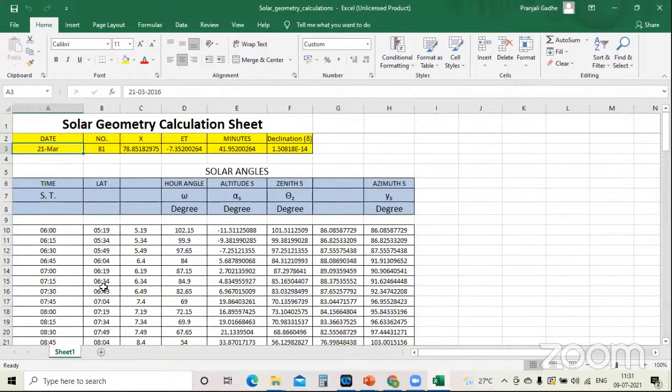Can you see the Excel sheet, Chaudhary madam? Yes, sir.